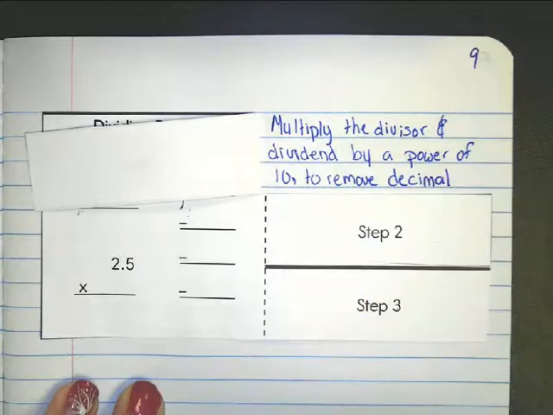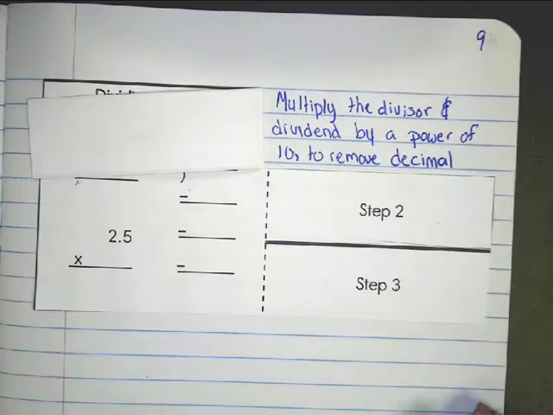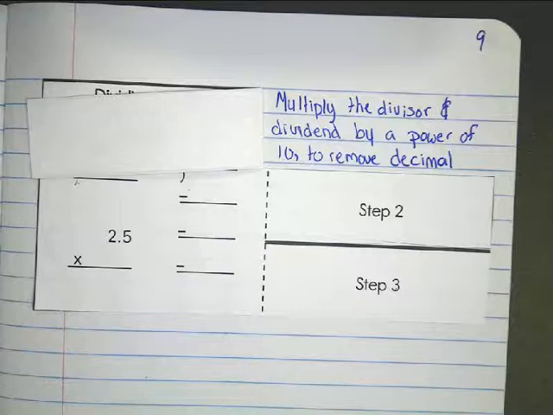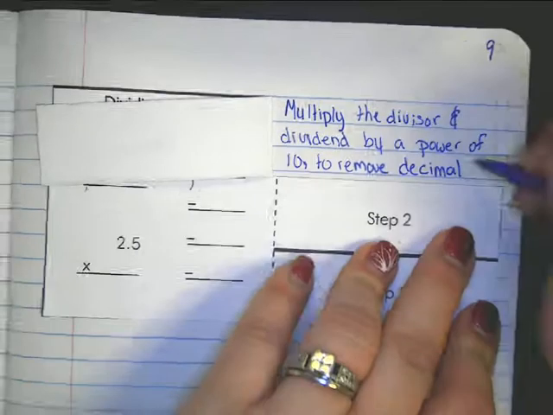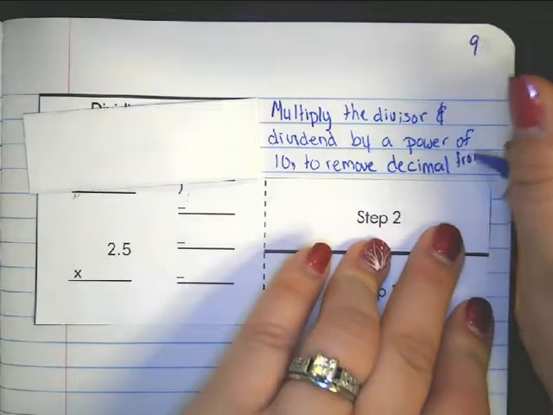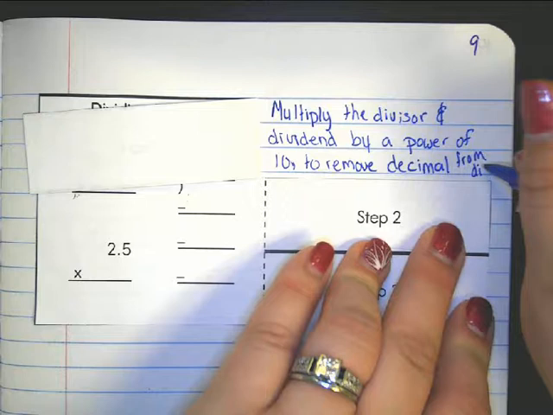So when I'm saying power of 10, that could be by 10, 100, 1,000, 10,000, 100,000. As many times as you need to move the decimal, that's what you're going to have to multiply it by. Okay, so you'll multiply the divisor and dividend by a power of 10 to remove the decimal from the divisor.